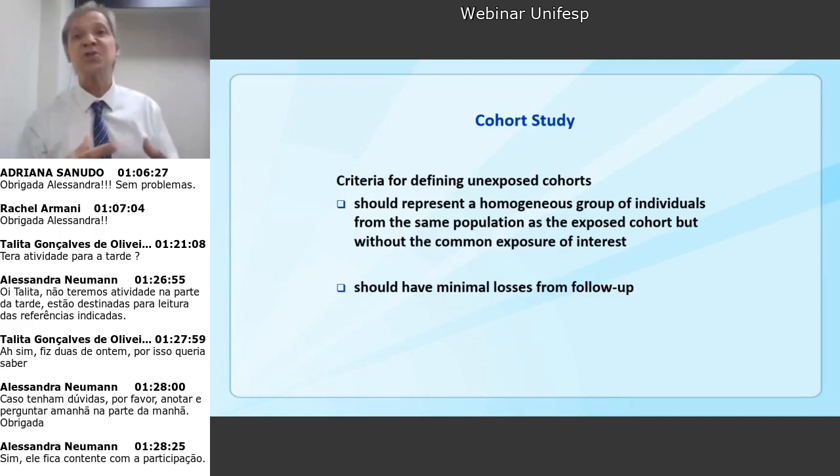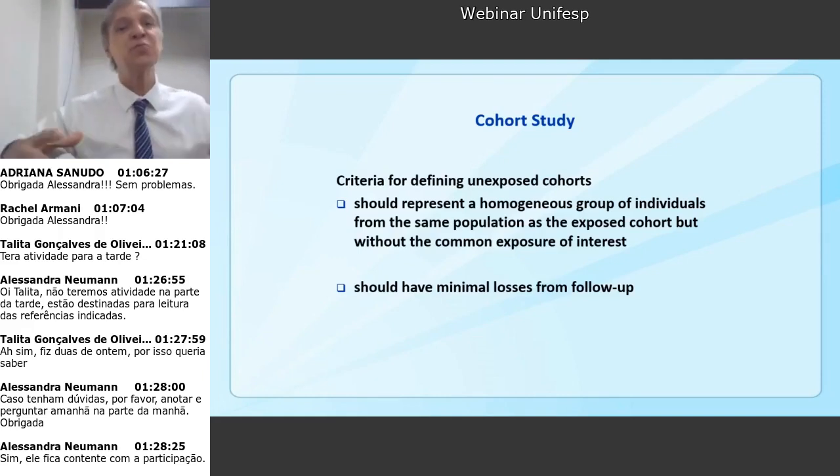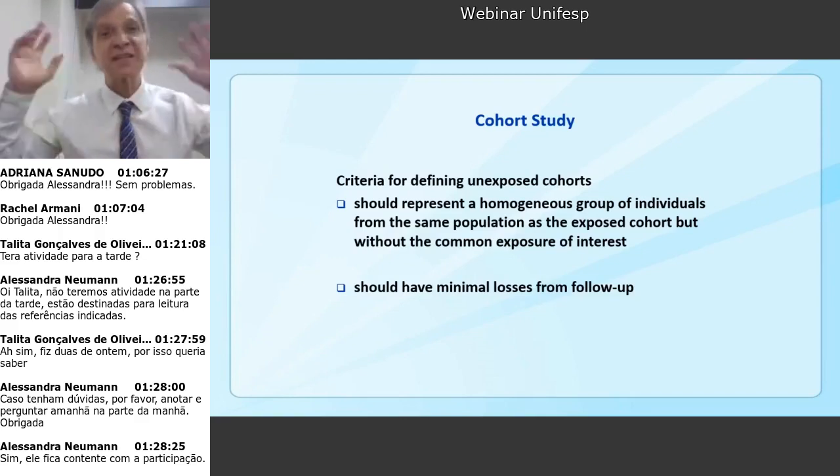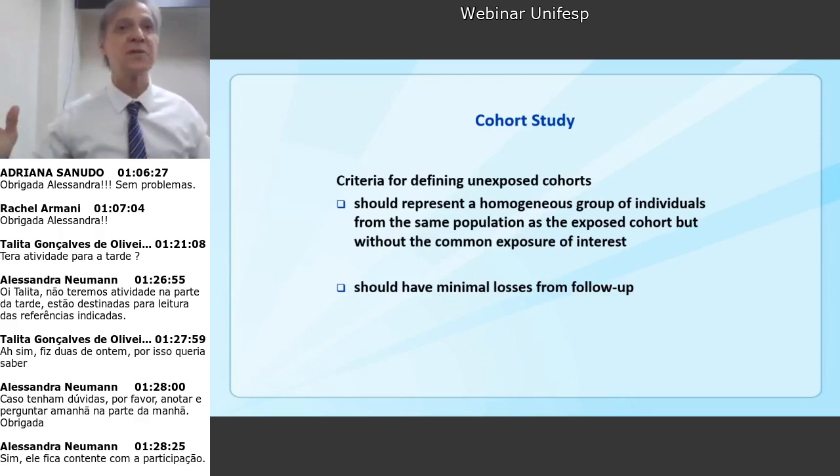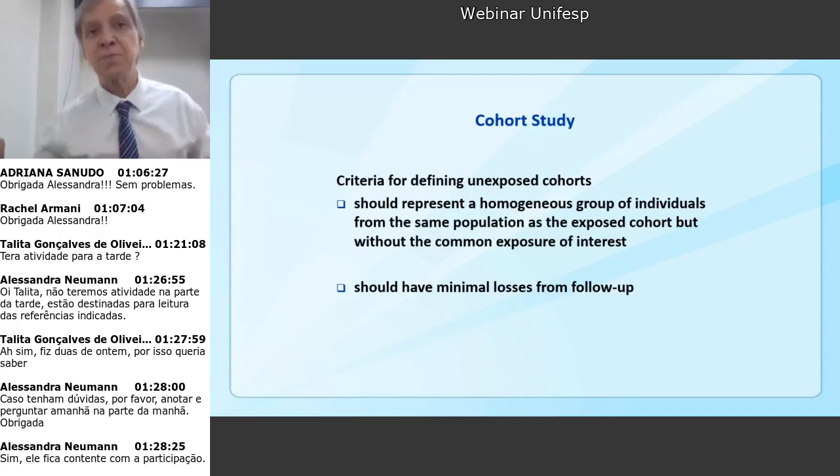I need to have them sharing something. The unexposed need to be unexposed for sure. That's the main sharing. They share no exposure. For whatever I'm interested in. So I'm interested in physical activity, okay? Or in this case, physical inactivity. People do minimum exercise. They're all unexposed.